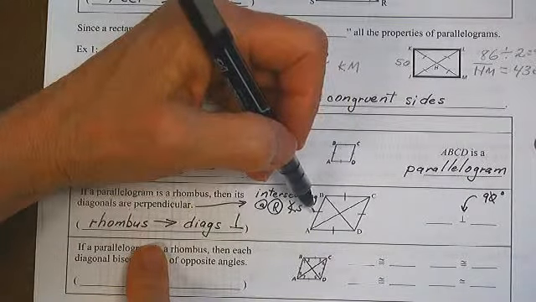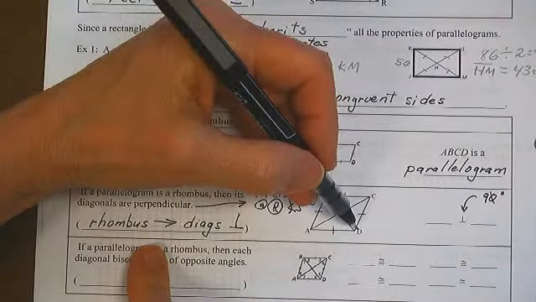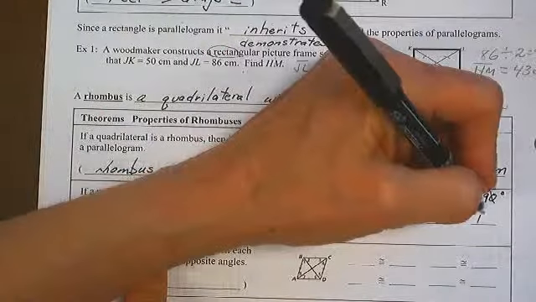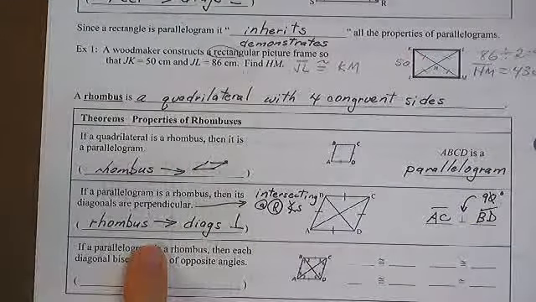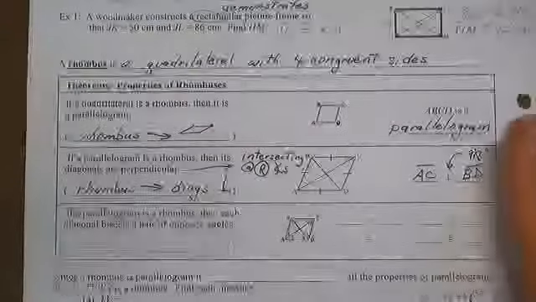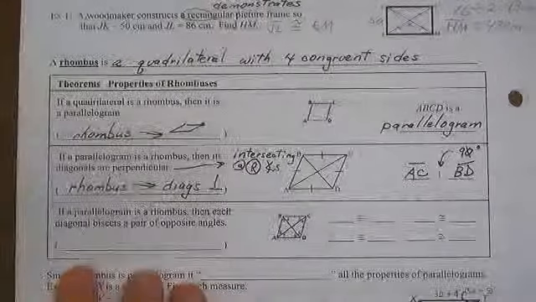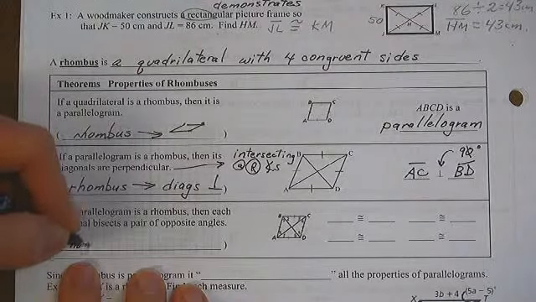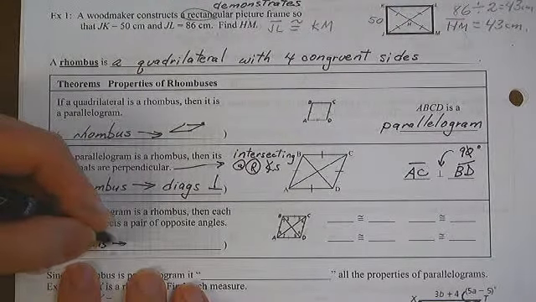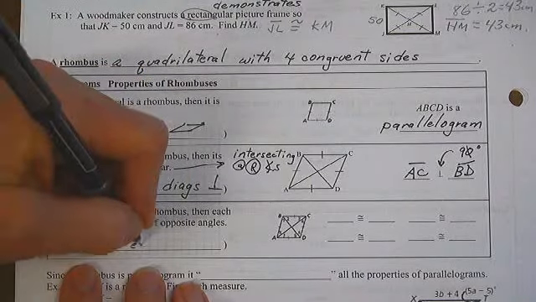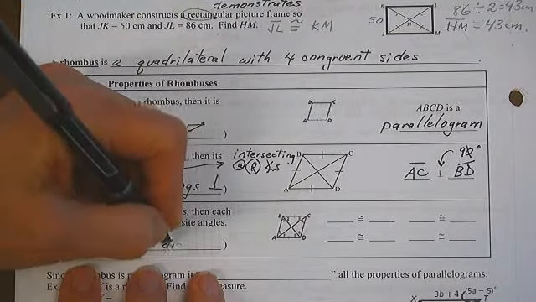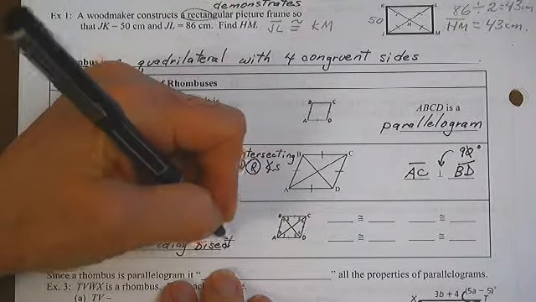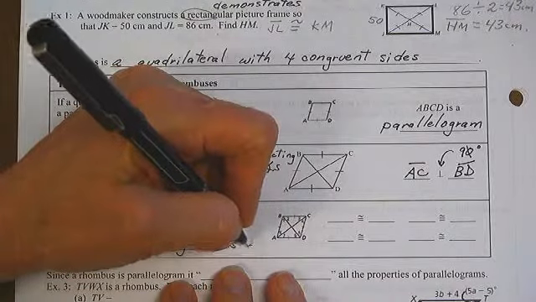So in our example here, with rhombus ABCD, AC is perpendicular to BD. One more theorem. If a parallelogram is a rhombus, if we have a rhombus, then each diagonal bisects opposite angles.